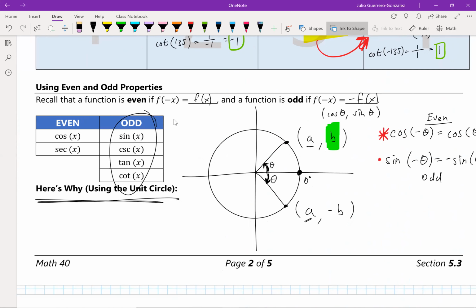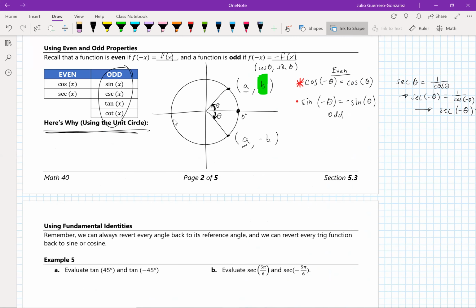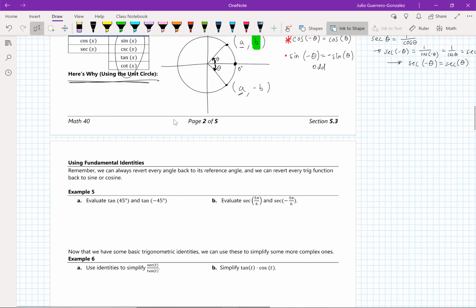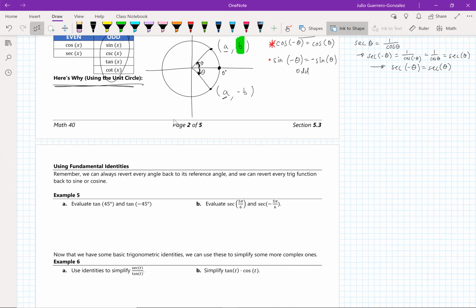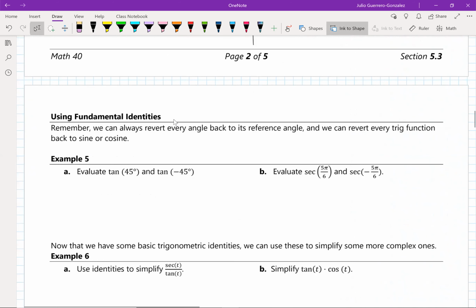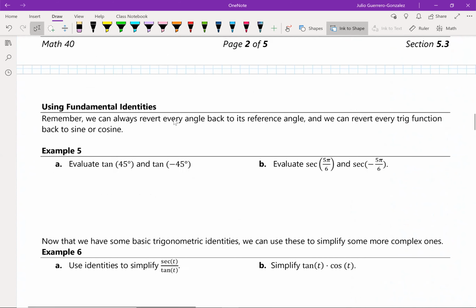Are we good with this stuff? All this is to get you guys practicing more and more with stuff. Okay? Okay, even and odd stuff, okay? Just to get you guys some practice of how useful this stuff is.